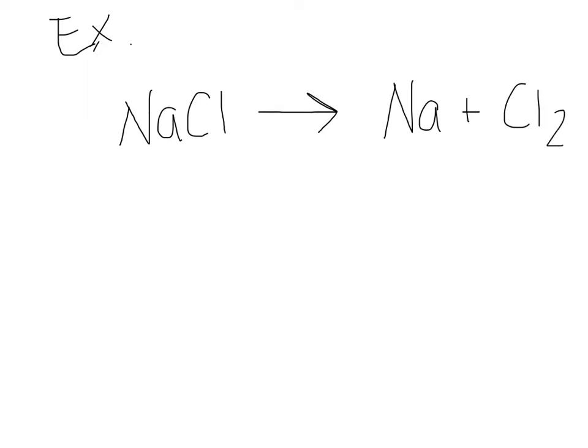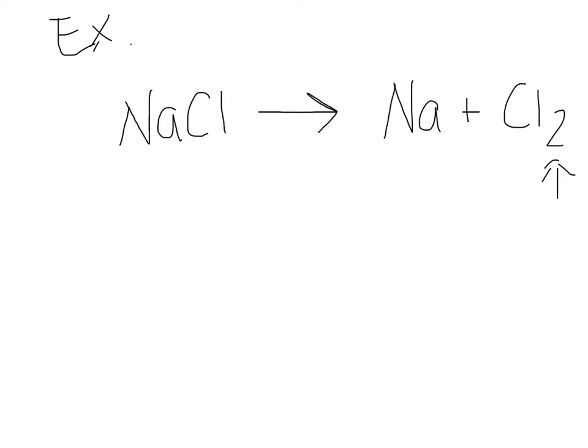Now that number, the 2 right here with the chlorine, that is the subscript. You cannot ever, ever change the subscripts. Think of them as set in stone. You are unable to ever change those. What we do is that we put coefficients in front in order to balance it. So, okay, we've got 2 chlorines on the right side of the arrow, but only 1 chlorine on the left side of the arrow.